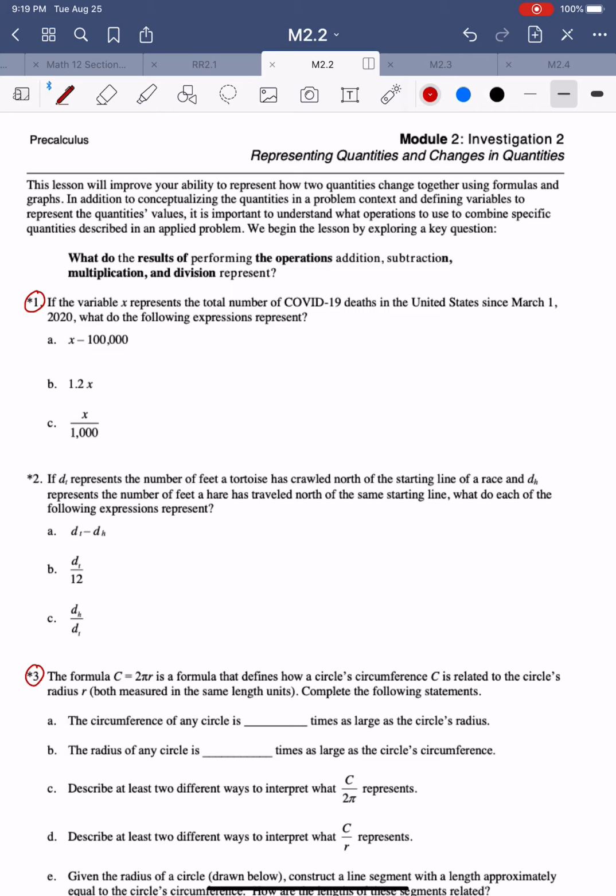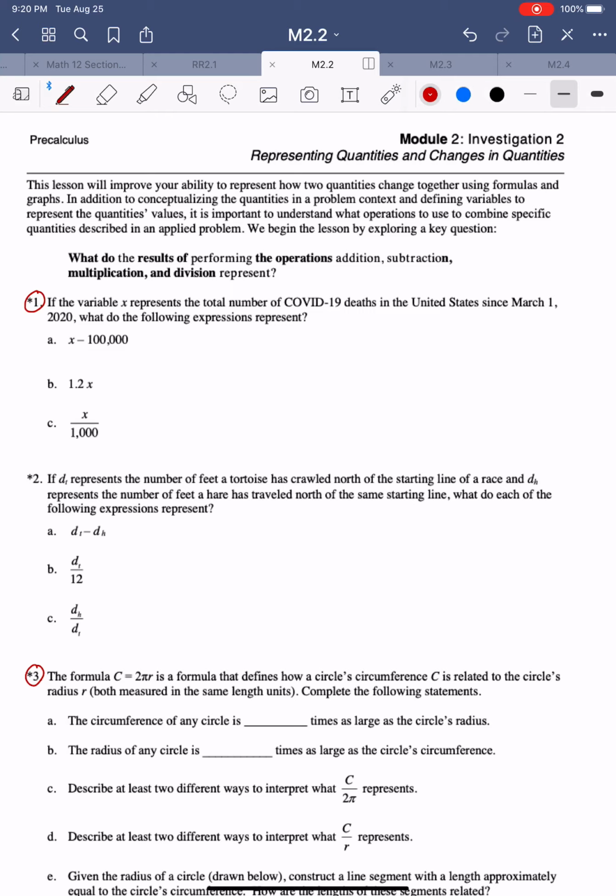So what do the results of performing the operations addition, subtraction, multiplication, and division represent? In this investigation 2, I'm going to do number one, and then number three, and then number eight. In number one, if the variable x represents the total number of COVID-19 deaths in the United States since March 1st, 2020, what do the following expressions represent? A says x minus 100,000.